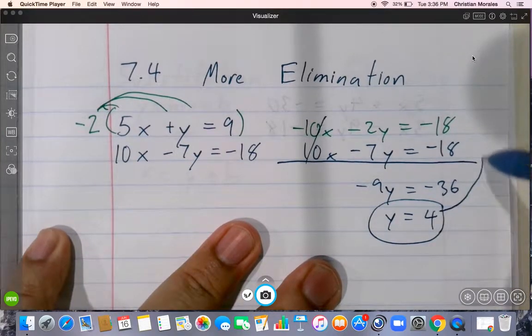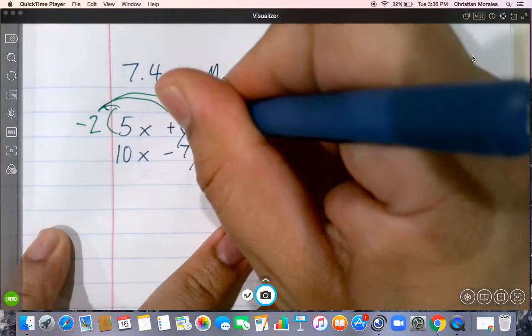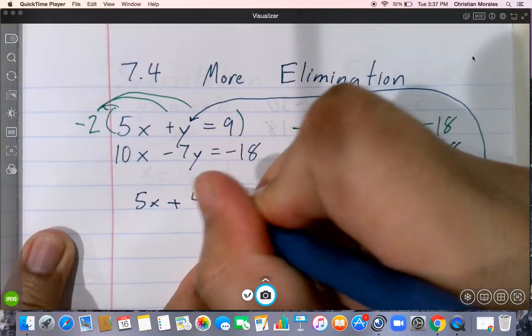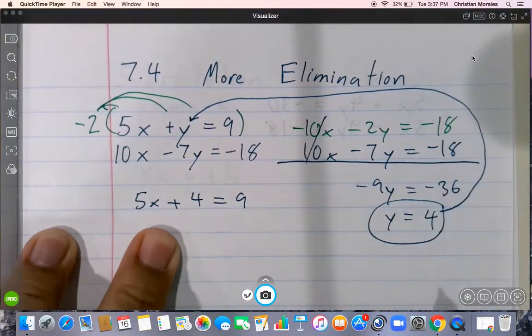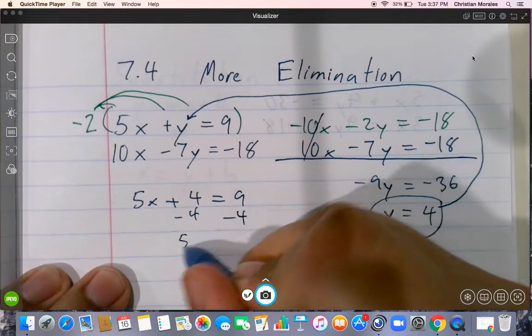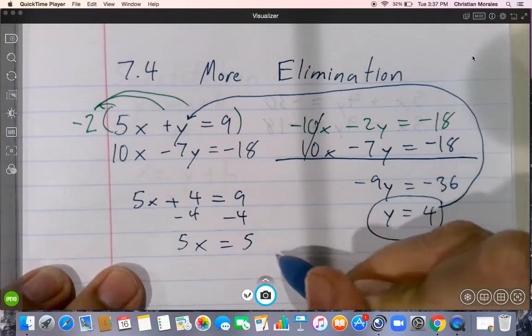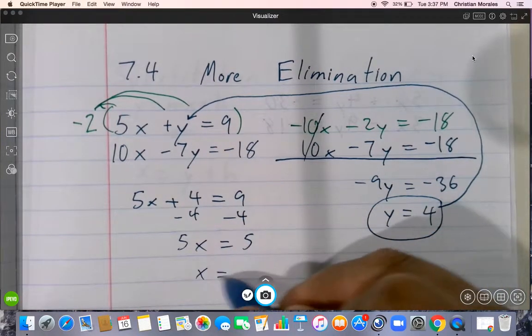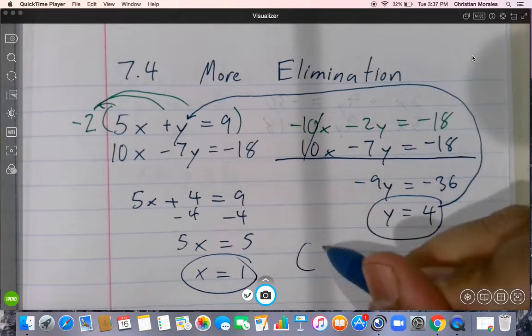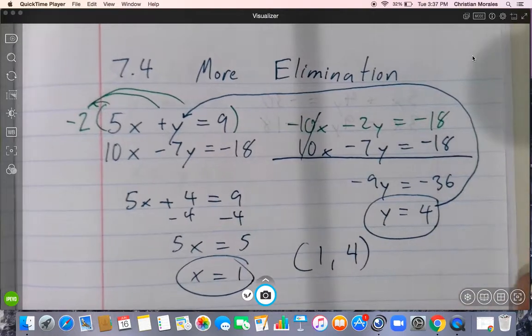Now I'm going to take that and plug it back into the original. So I'm going to get this, 5x plus 4 equals 9. And now I'm going to solve for x. Subtract 4 from both sides. Divide both sides by 5. So my answer is 1, 4.